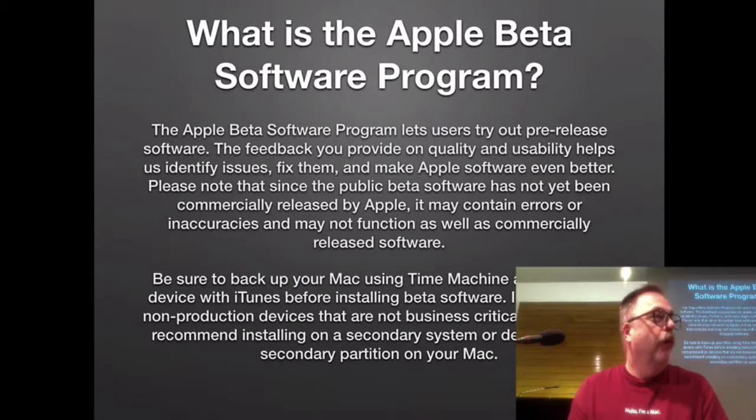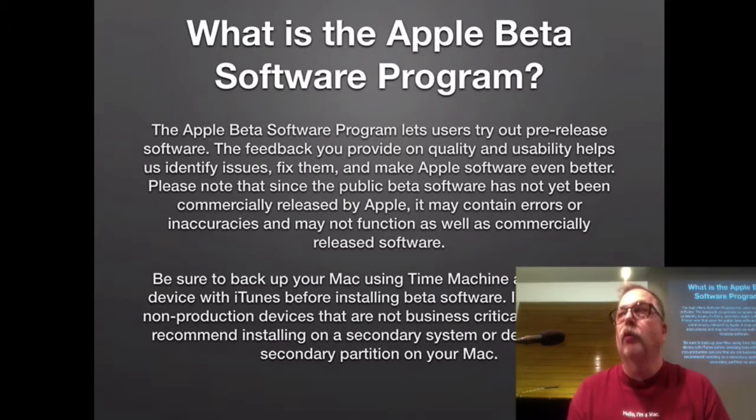The most important part, I think, in their statement is the next paragraph. Be sure to back up your Mac using Time Machine and your iOS device with iTunes before installing the beta software. Install only on non-production devices that are not business critical. We strongly recommend installing a secondary system device or on a secondary partition on your Mac. So, they're telling us to back up. That's something that I think MacGroup Detroit has always tried to trumpet as often as possible.